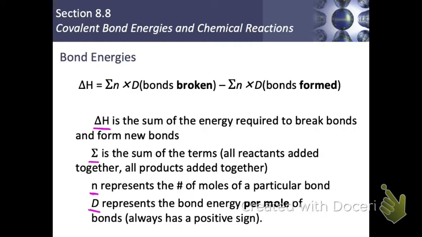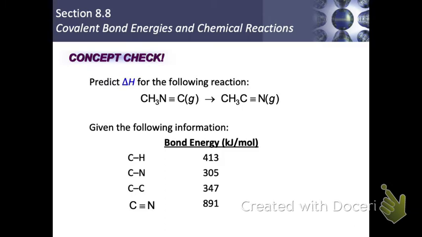D is the bond energy per mole. We're going to have to be looking at mole ratios, and we're also going to have to be looking at how many of a particular bond is in a compound. That'll make more sense when we look at an example. So let's dive into our first example. We want to calculate the change in enthalpy of the following reaction.